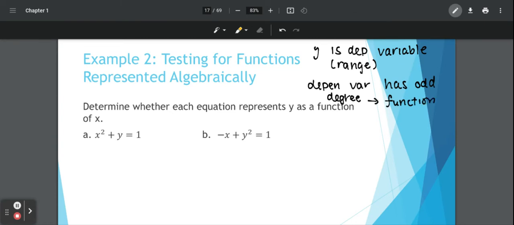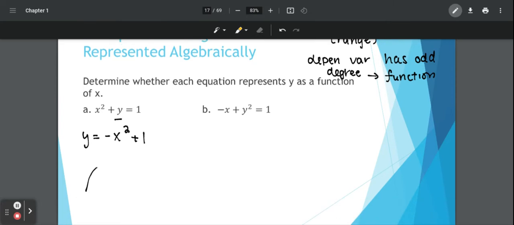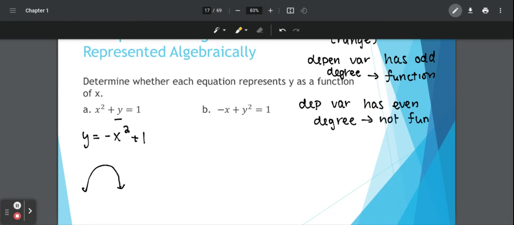Because what happens is if we were to solve the equation for y, we would have y equals negative x squared plus 1. Hopefully you know that this is a parabola that opens down, right? So that would represent a function. Now, if your dependent variable has an even degree, then it's not going to be a function. But you have to be careful that you don't get the dependent and independent variables switched. So here, if we were to solve for y, we would have y squared equals x plus 1.